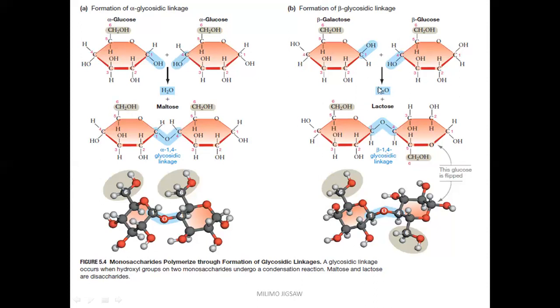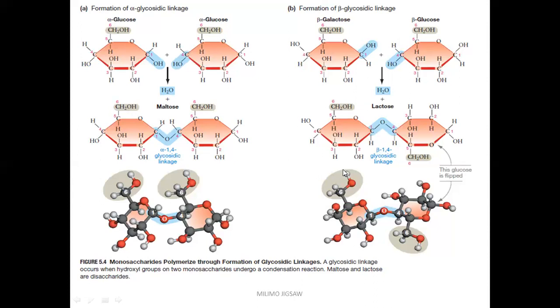So this is a dehydration or condensation reaction. Remember, water is given out as a byproduct, and we have lactose there. So beta galactose plus beta glucose will give us the disaccharide lactose. Alpha glucose plus alpha glucose, through the condensation reaction, water is given out, and we have the disaccharide maltose.